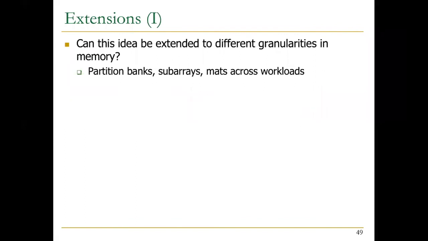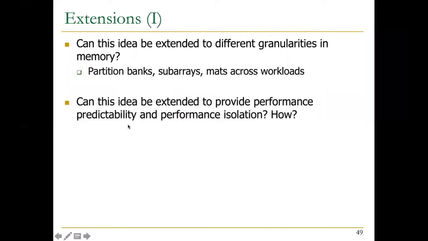Okay. The next extension is, can this be extended to provide performance predictability and performance isolation? This is along the lines of the security question one of your fellow students asked, right? Performance predictability and performance isolation require applications to be mapped exclusively to channels, or at least those applications that require performance isolation guarantees should be mapped to those channels, right? But again, you don't want to lose a lot of efficiency and performance.